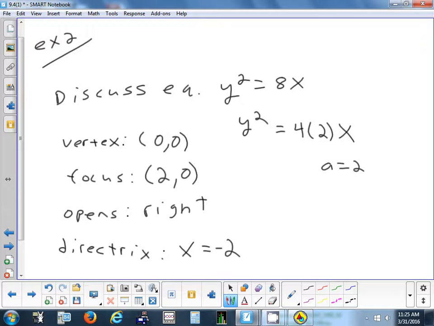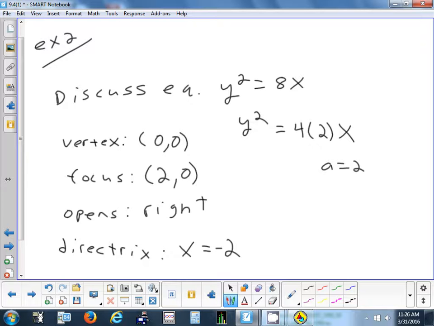A is always a positive number. It's either the 4 or negative 4, but don't ever make a negative 2. And they tell you that in the table: a is always greater than 0. It's the 4 that would be negative if there's a negative involved, not a. Questions on equation 2?